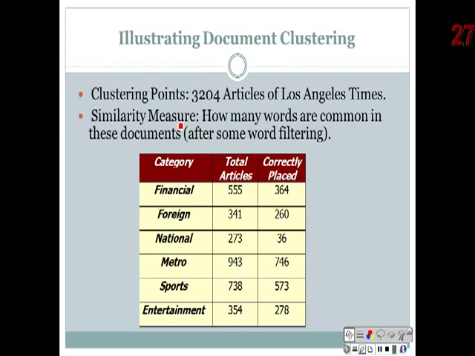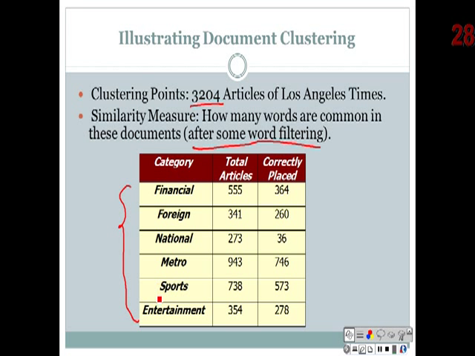Okay, this is a very simple illustration of document clustering. So in the clustering, we had about 3,204 articles from the Los Angeles Times. The similarity measure is how many words are common between documents after some word filtering, and this is very typical because most of the words need to be filtered out, especially the common words, which they call stop words, like the, like a, like them, like all the articles and conjunction words that are not important. Those usually will be taken off. So they categorized those 3,204 documents into the following categories.